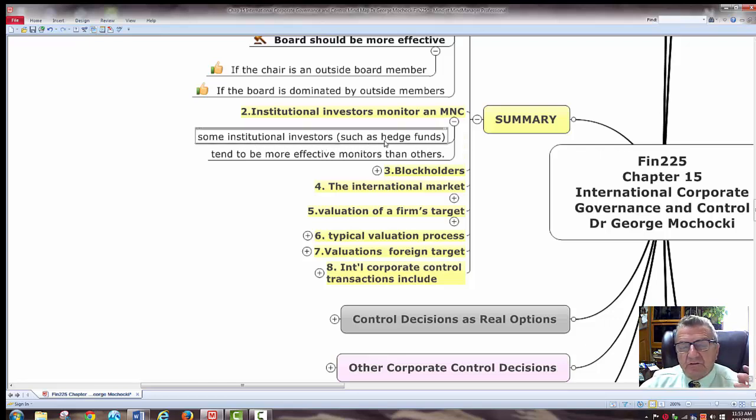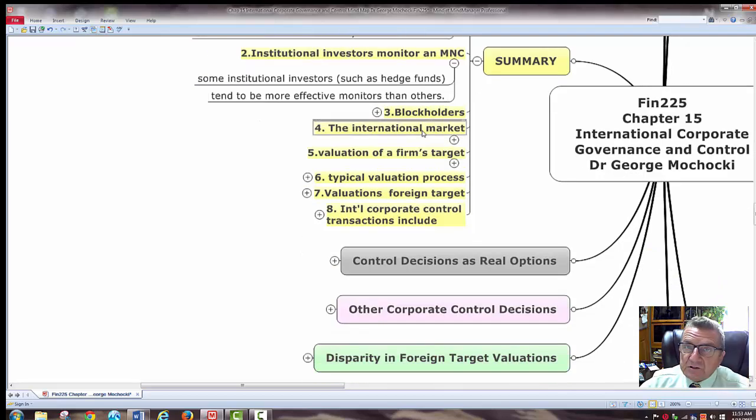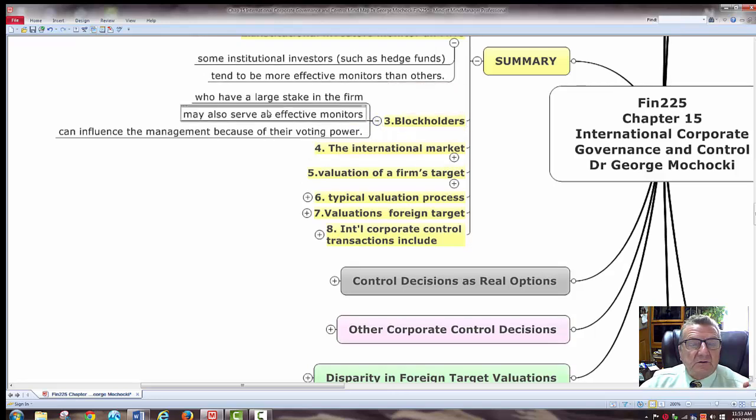Some institutional investors, such as hedge funds and mutual funds, tend to be more effective monitors than others because they have to show profitability. Block holders who have a large stake in the firm may also serve as effective monitors and can influence management because of their voting power.